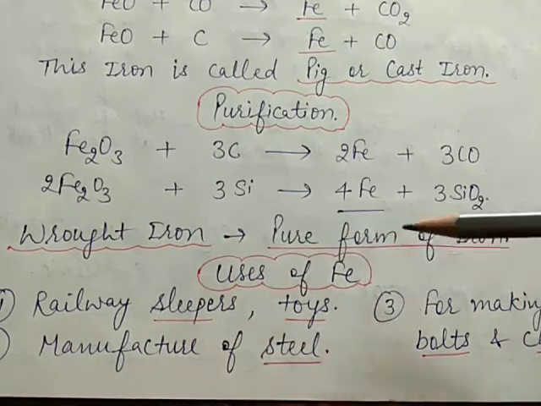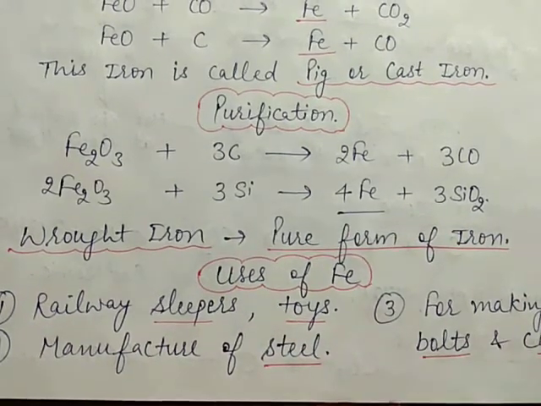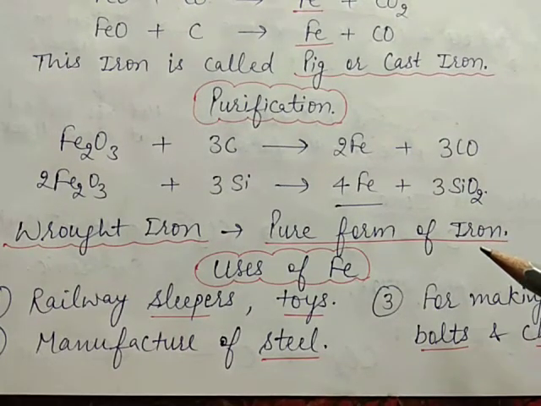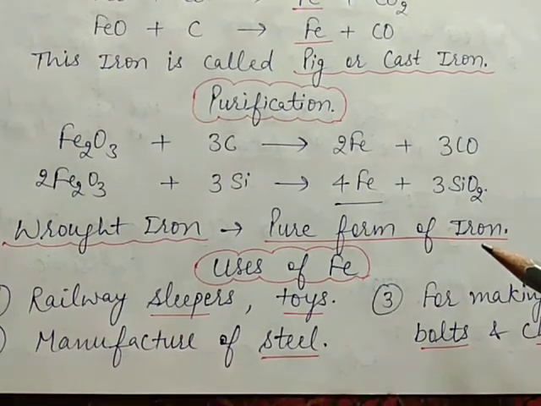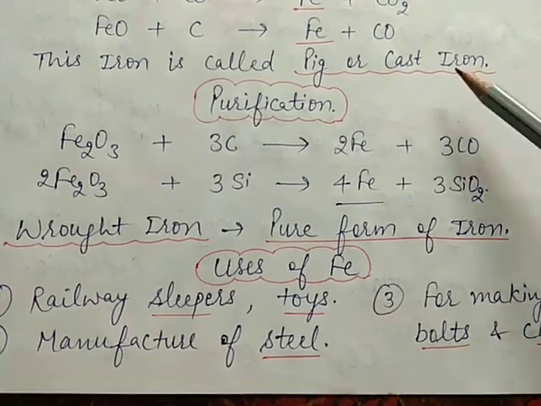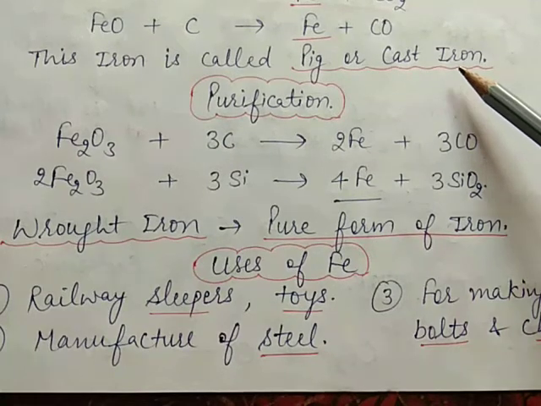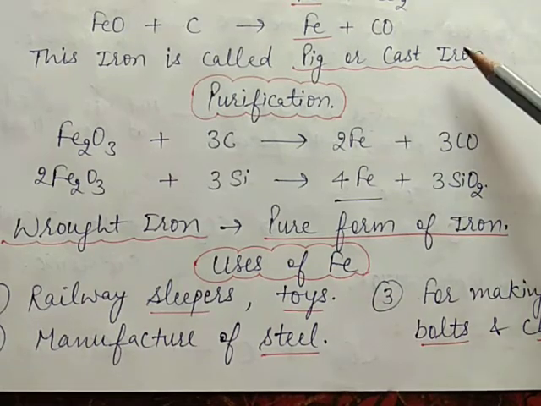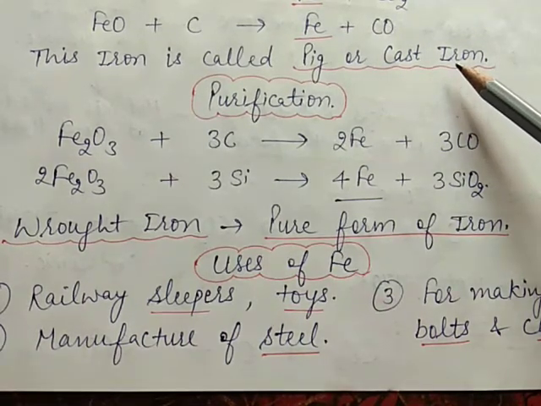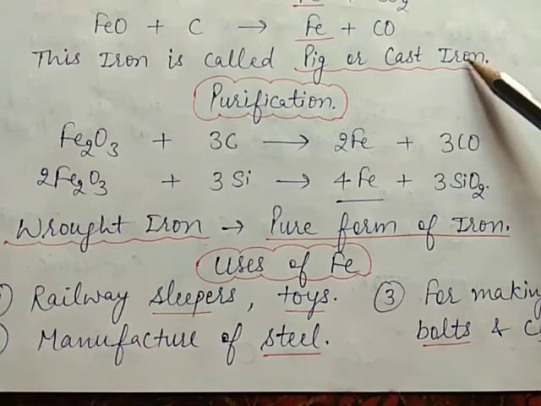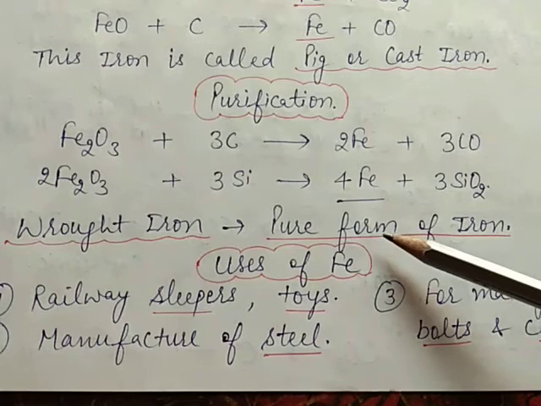Wrought iron is the purest form of iron because it has less than 0.5% impurities. But cast iron or pig iron is made up of 2 to 2.5% carbon and other impurities like sulfur, phosphorus, silicon. These are left. Means these are the impure form and these are the pure form.